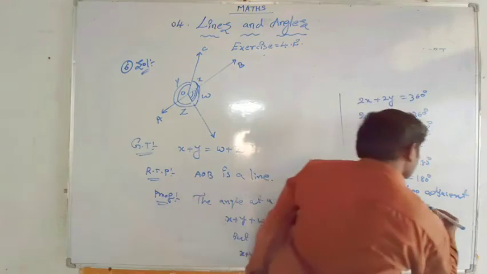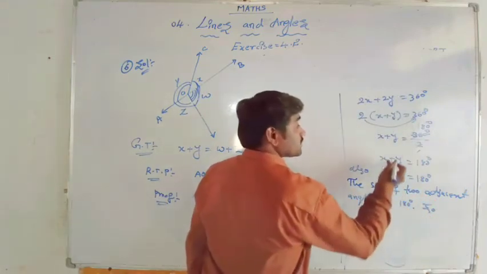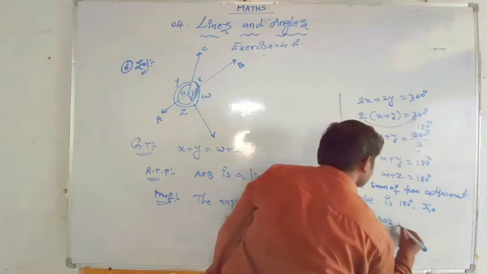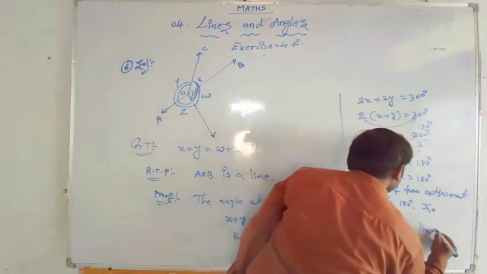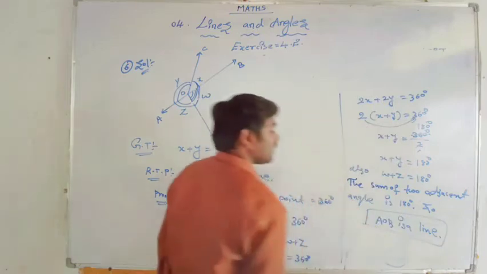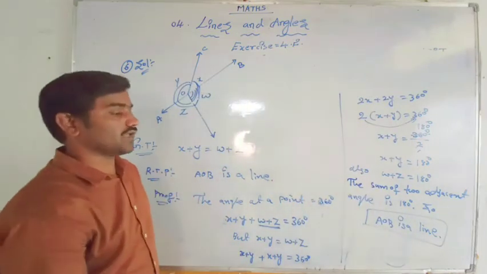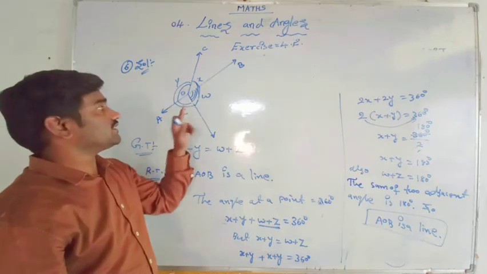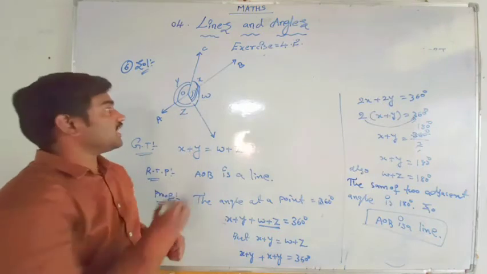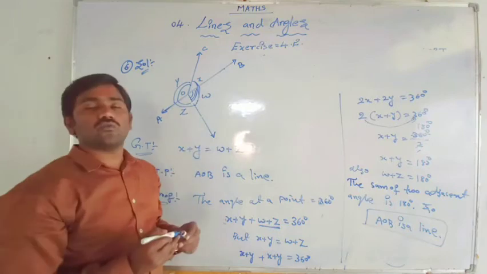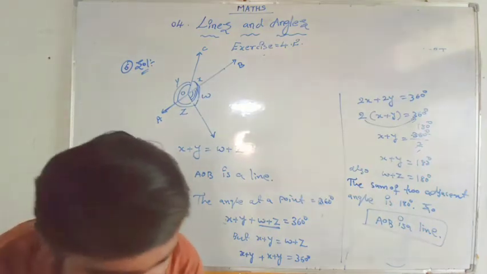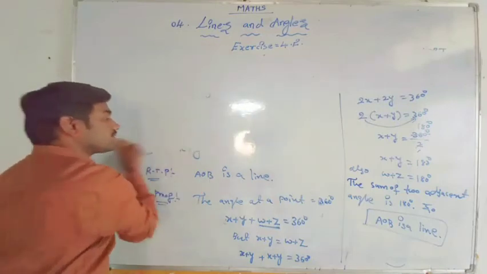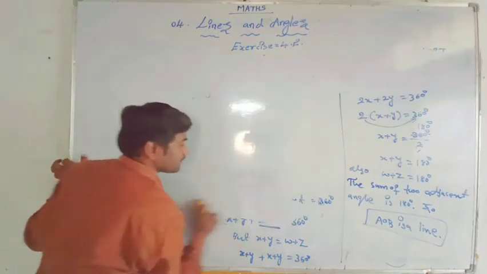So here x plus y is 180, w plus z is 180. So here AOB is a line. Hence proved. So this will be the proof of this. Simple. x plus y is 180, w plus z is also 180. Hence AOB is a line. So next we go for the 7th question from this exercise.